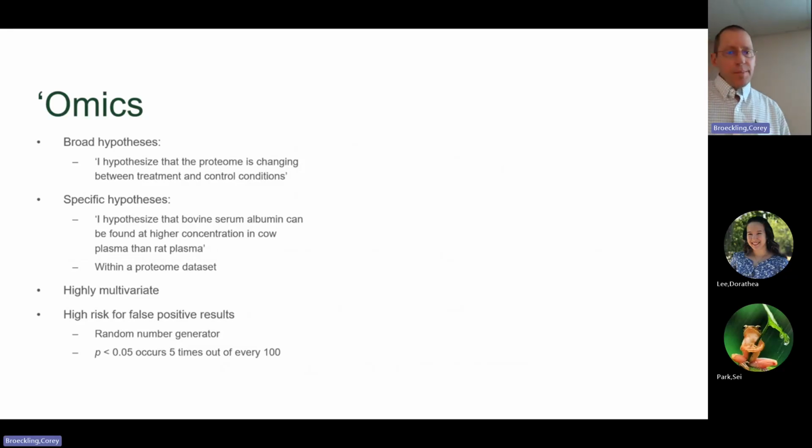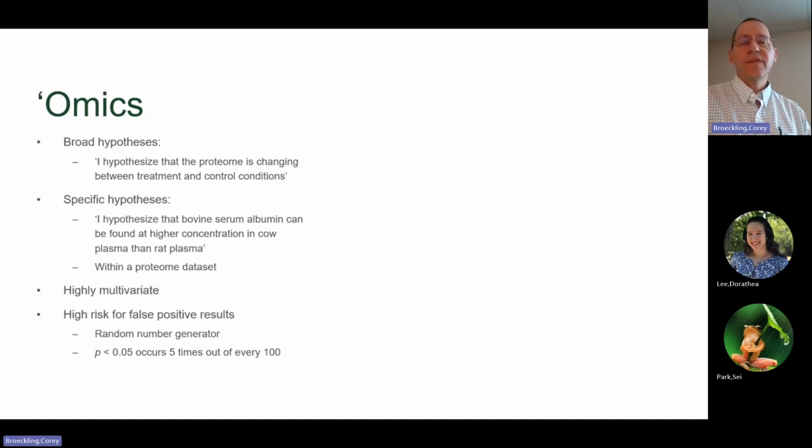So take a step back into omics generally. Omics studies enable you to have a very broad hypothesis. So you could define that broad hypothesis as I hypothesize that the proteome is changing between treatment and control conditions. You're defining what treatment and control are, and you're making the hypothesis that there will be differences. That is very generalizable and something that omics studies enable.